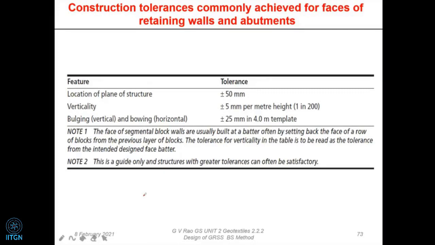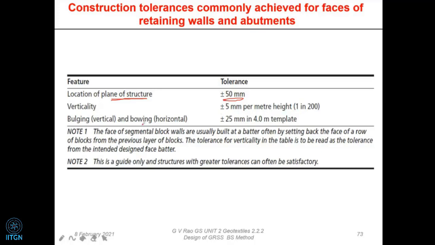Then there are also construction tolerances. Now we wanted this 10 to 15, 20, 30 meter high wall actually in the same plane from top to bottom. It never happens because construction difficulties will always be there. So maybe one panel is going to move slightly this way, another panel slightly this way. So that tolerance, location of plane of structure, plane of the fascia which we are going to consider, could be plus minus 50 mm. That means maximum 100 millimeters you can allow this way or that way. That is the total. Verticality, plus minus 5 millimeters per meter height.